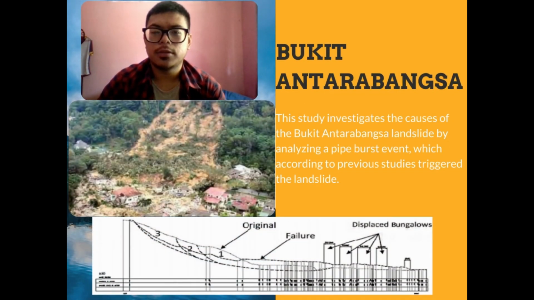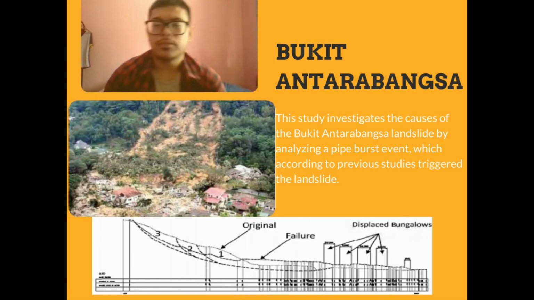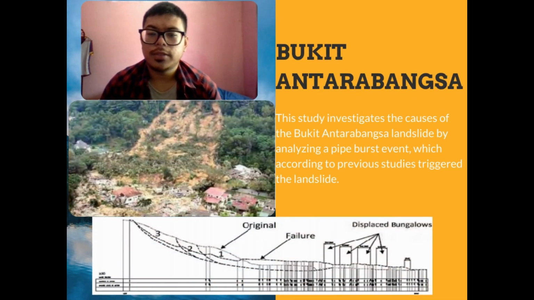Firstly, we're going to focus on the landslide that occurred in Bukit Antarabangsa. As you can see in the picture on the left side, it's an overall overview of the landslide occurrence on the site. And at the bottom, we can see the cross-section where the landslide happened, obstructing the housing area. This study investigates the cause of the Bukit Antarabangsa landslide by analyzing a pipe burst event which, according to previous studies, triggered the landslide.